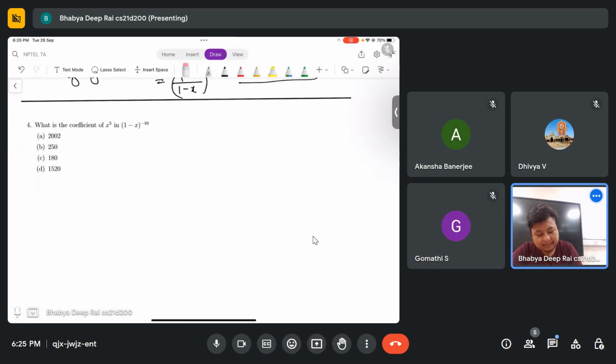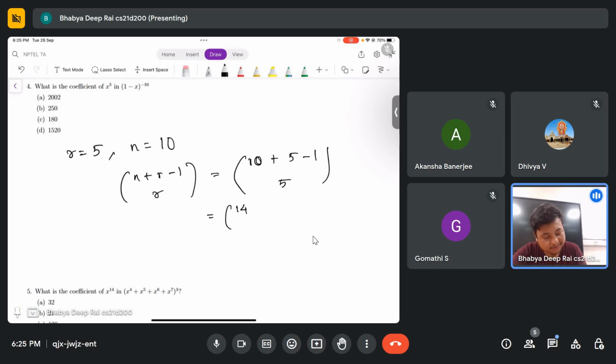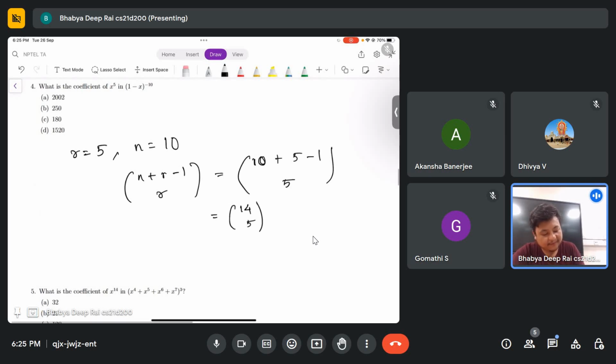So, just straightforward application. r is 5 here, and n is 10 here. Remember, not minus 10 according to the formula. And what you do is simply n plus r minus 1, choose r. So what you get now is n is 10 plus r is 5 minus 1, choose r is again 5, which is nothing but 14 choose 5.